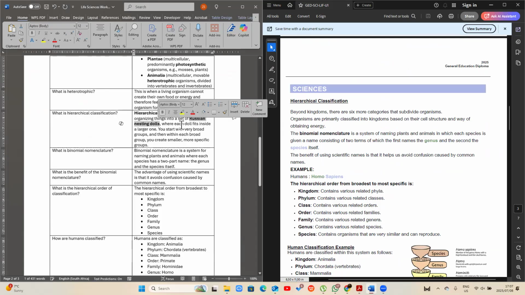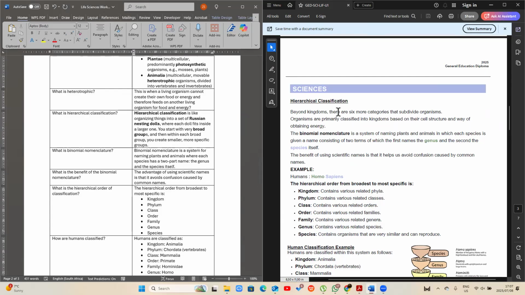Good example here. Think about the Russian nesting dolls where you've got one big doll, and within that doll, there's another smaller doll that fits perfectly within it. And then the further you get into the doll, you'll see that there's one tiny little doll at the center. Now, the hierarchical classification is similar to this. You start with a very broad group, and then within that group, there are more specific groups, and they become smaller and more specific.